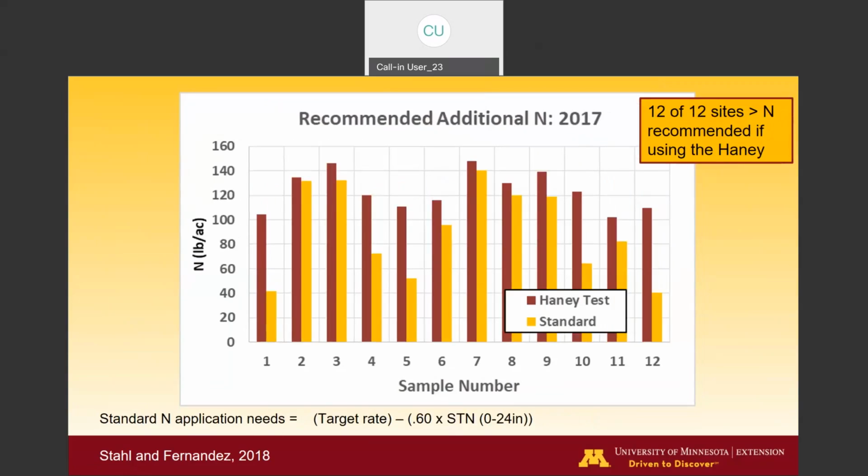And if we look at 2017, again, similar results in each case. 12 of the 12 sites, more nitrogen would have been recommended if you use Haney test results than our standard testing results.